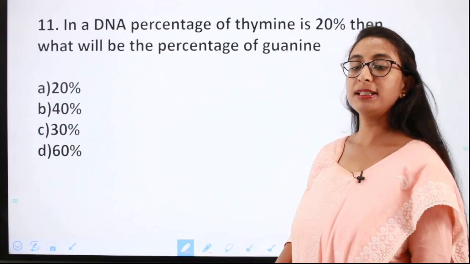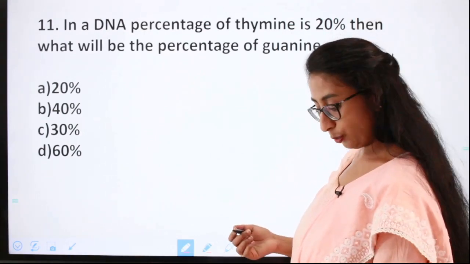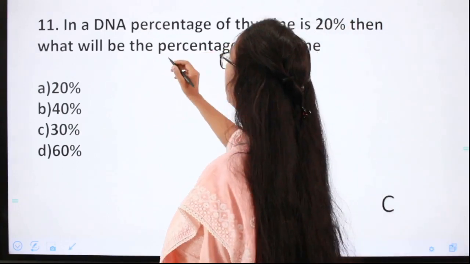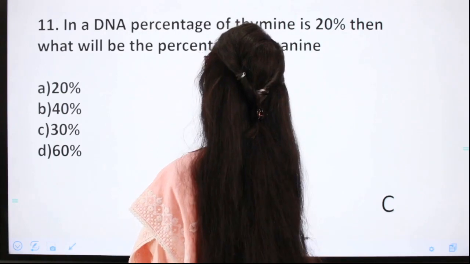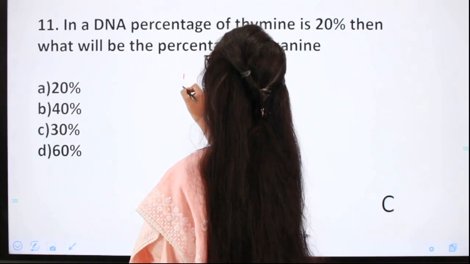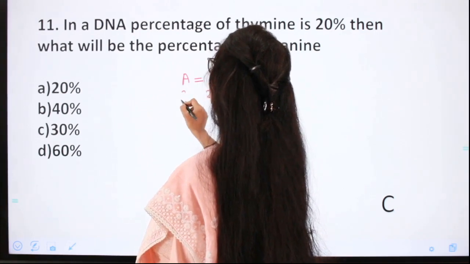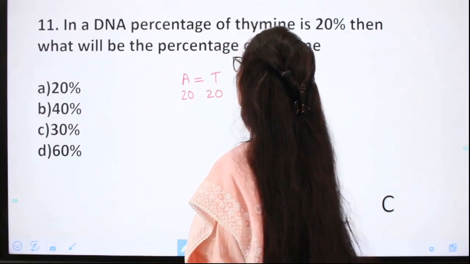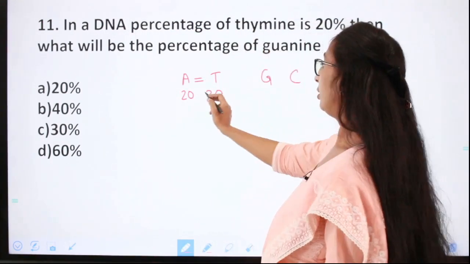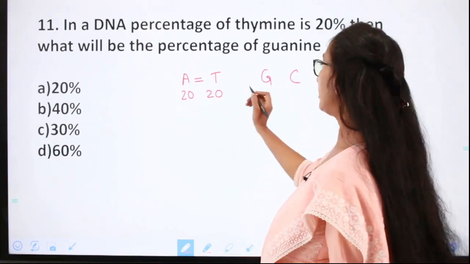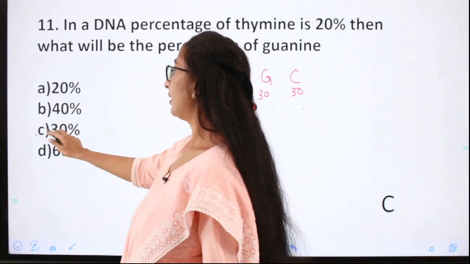In a DNA, percentage of thymine is 20%. Then what will be the percentage of guanine? So percentage of thymine is 20%. Okay, so we know that adenine and thymine will be equal always, isn't it? So adenine will also be 20%. So what will be the guanine and cytosine? So here 40 is gone, so remaining is 60. So it will be 30 and 30. So C is the right answer option.